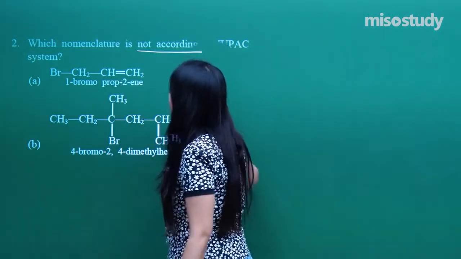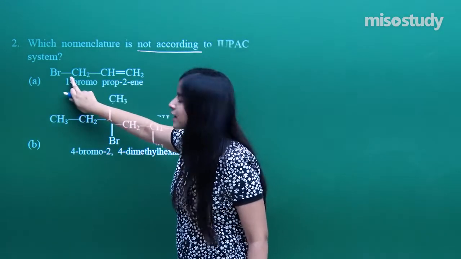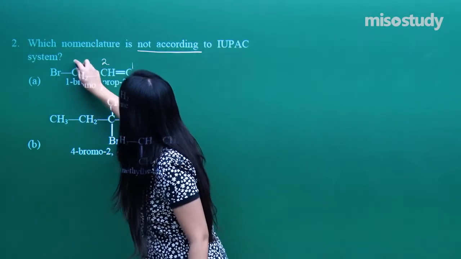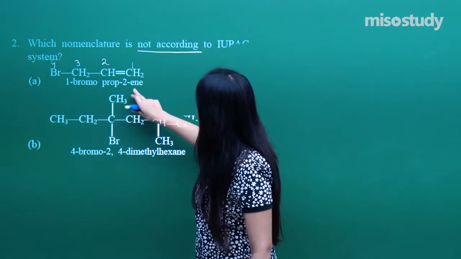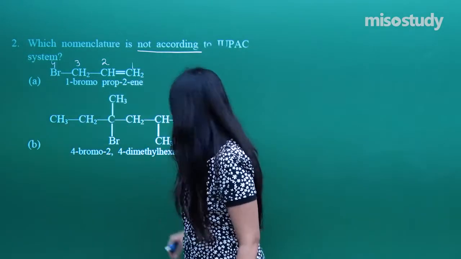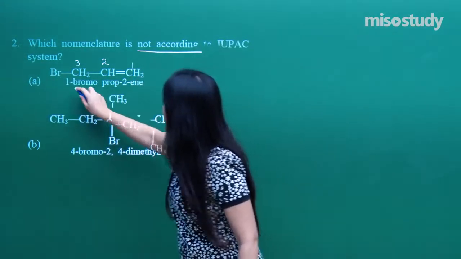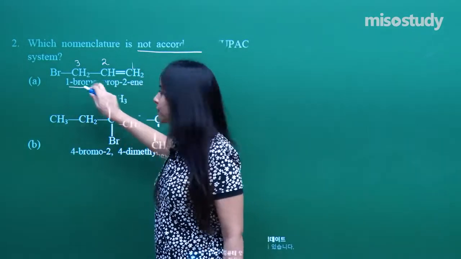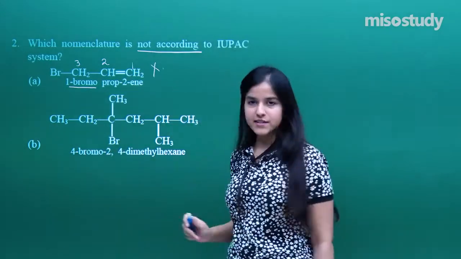In the first option, the double bond must be given preference in comparison with the substituent here. So it would be 1, 2, 3 and 4. That is how we are going to number. So it would be 3-bromo, not 1-bromo as given in the case. Here it is given 1-bromo, but we need to assign number 3 to the bromine. So at the first site, this option is incorrect.